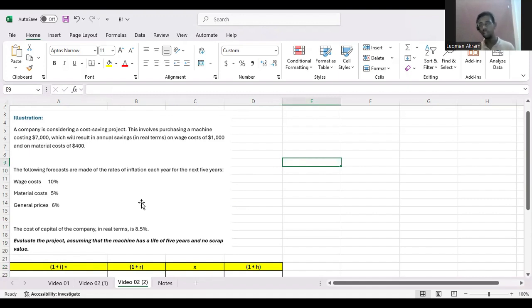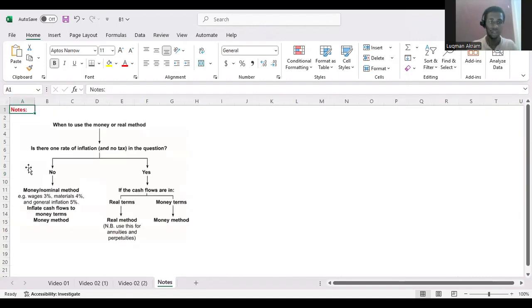So before attempting this question, we need to identify what method we should use. Like choosing outfits, we need to choose the method. So let's head to the flow chart. In the flow chart, let's answer question number 1. Is there one rate of inflation and no tax in the question? Well, no, there are multiple rates because specific rates are also mentioned. And tax, I did not see no tax rate. So the default method is the money/nominal method.